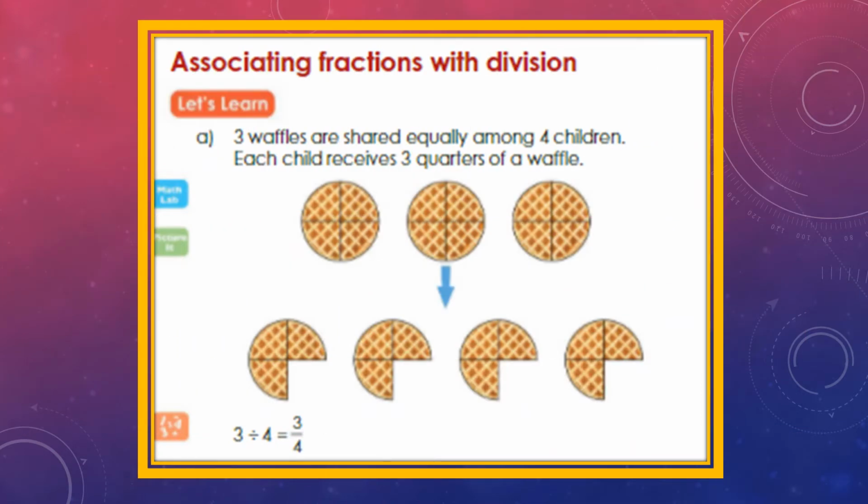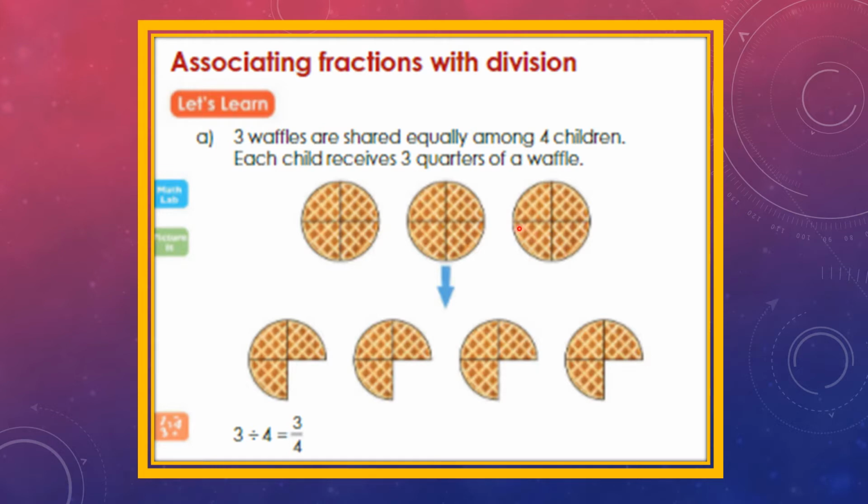In this slide, class, we will be learning how to associate fractions with division. As you see here, we have three waffles. Each waffle will be divided into four equal parts, because we need to share these three waffles equally among the four children. So what we'll do first is divide each waffle into four equal parts. So we have 1, 2, 3, 4, 1, 2, 3, 4, 1, 2, 3, 4.